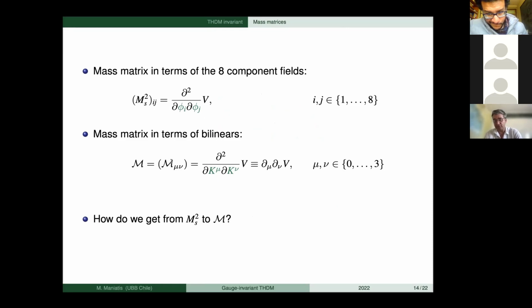And since we want to go for gauge invariants, we want to formulate the mass matrix in terms of bilinears, because they are intrinsically gauge invariant. This is the index from 0 to 3. And then the condition for the mass matrix would read like that. The question is, how do we get from this to that?